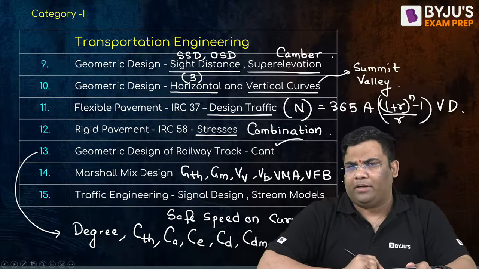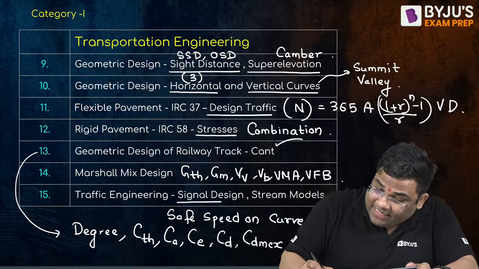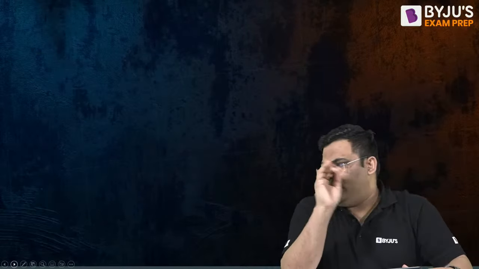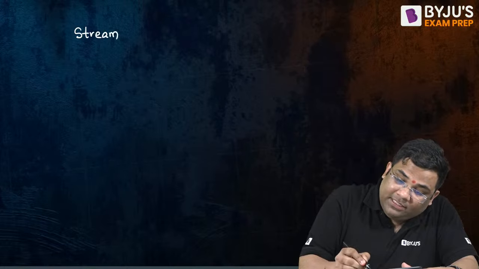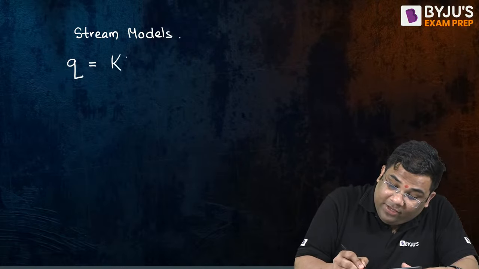Very important topic. Yes. And then in traffic engineering, I have mentioned signal design and stream models. I will elaborate on this. Stream models. In stream models, what all things are there? You should know how to calculate Q is equal to KV, right?